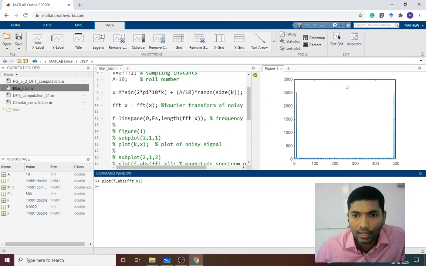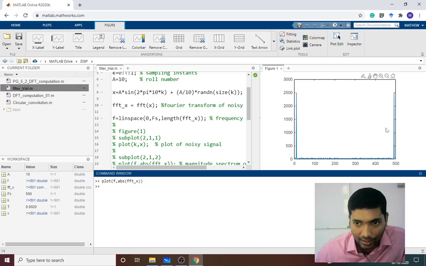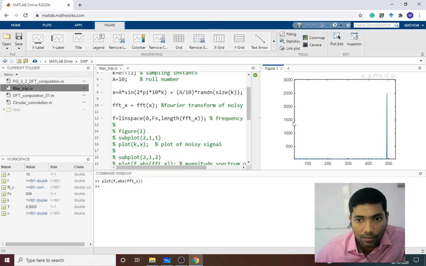So you can see that the figure comes, and the x-axis is varying from 0 to 500 Fs, and you can see that this is the noisy signal. That is why it has these grains in this region, and there are two spikes. So please refer to what is the Fourier transform of a sine wave. You can see that there are two pulses like this.